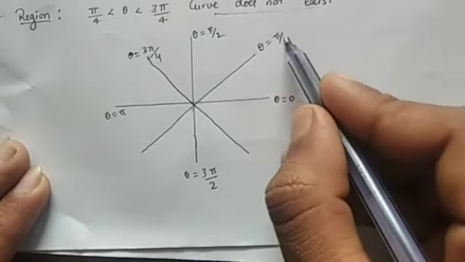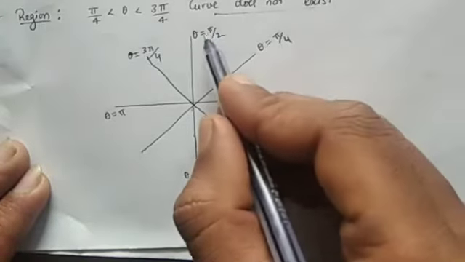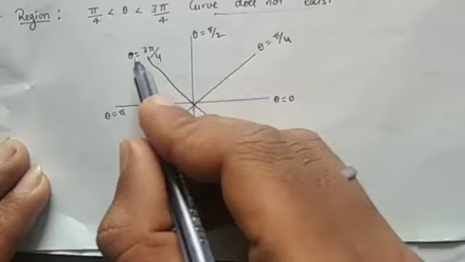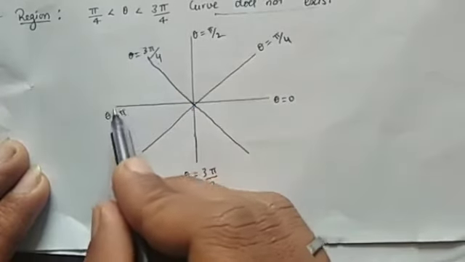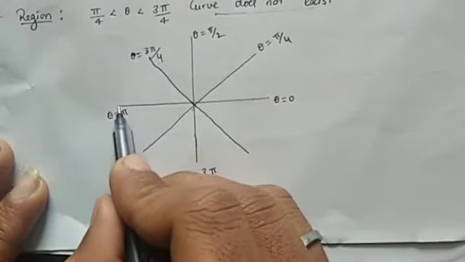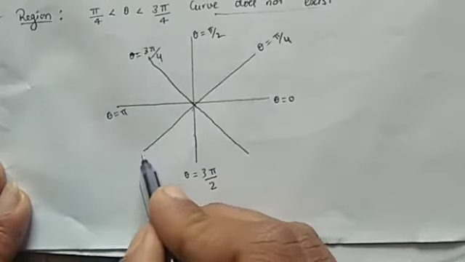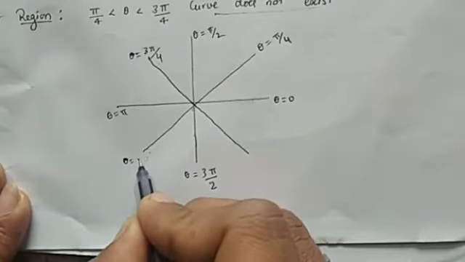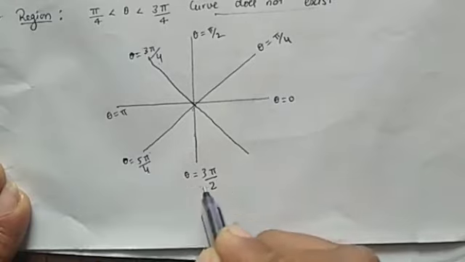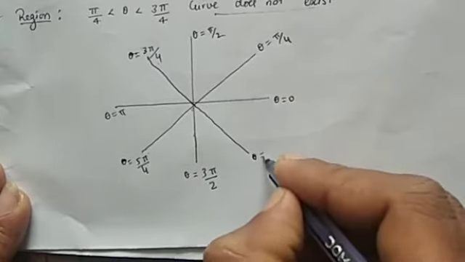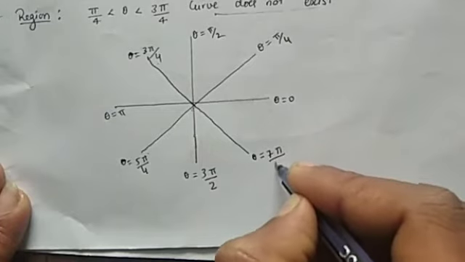This line is theta is equal to pi by 4. This line is the 2 pi by 4 line. This line is the 3 pi by 4 line. This line is theta is equal to 4 pi by 4 line. This line is theta is equal to 5 pi by 4 line. This line is theta is equal to 6 pi by 4 line. This line is theta is equal to 7 pi by 4 line.